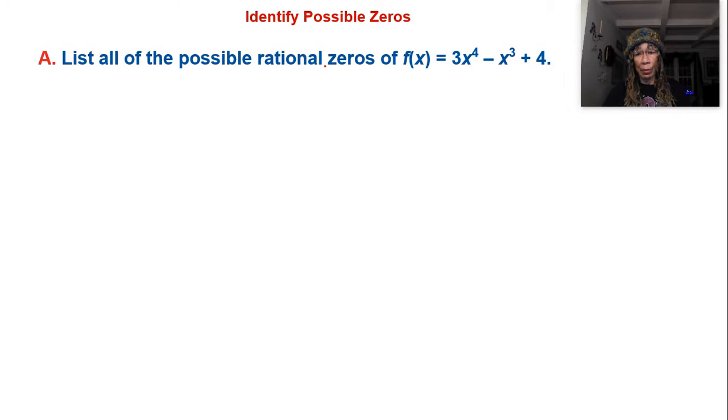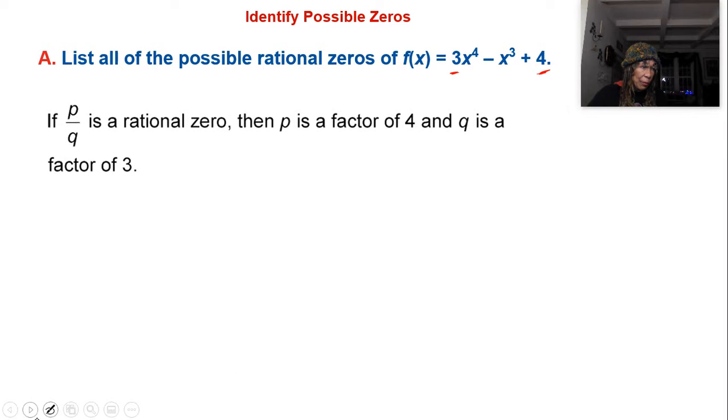What you need to remember is that P, the top of the fraction, is a factor of the constant term, and that Q, the bottom of the fraction, is a factor of the lead coefficient. Now you're going to list all the rational zeros. So we're going to list all the possible P's, which in this case, all the factors of 4 are 1, 2, and 4, 1 times 4 and 2 times 2. And you're going to list all the factors of 3, which I have done here.